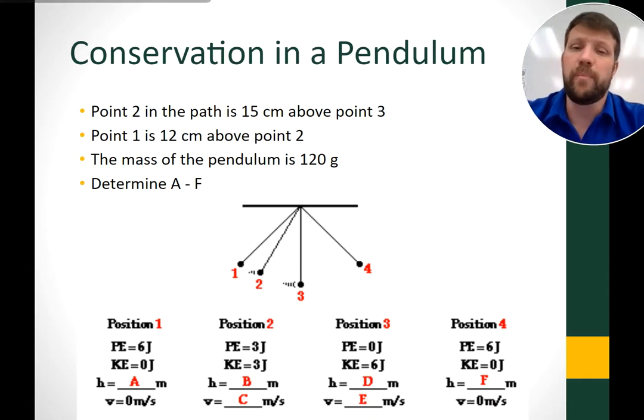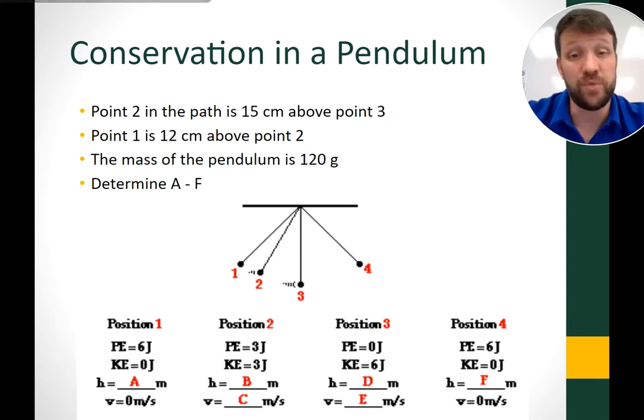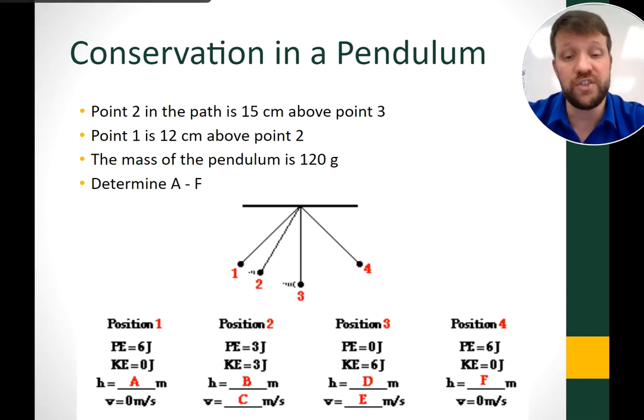All right, so conservation in a pendulum. Again, I want to give you all a chance to give this a little bit of practice because I think that's really important with this unit. We see points 1, 2, 3, and 4 on here, and you see the positions all at the bottom. Can you determine what the values A, B, C, D, E, and F all are? I would give that a shot yourself, but given that you have the total potential energy at position 1, you really have the total potential energy and kinetic energy at all positions.